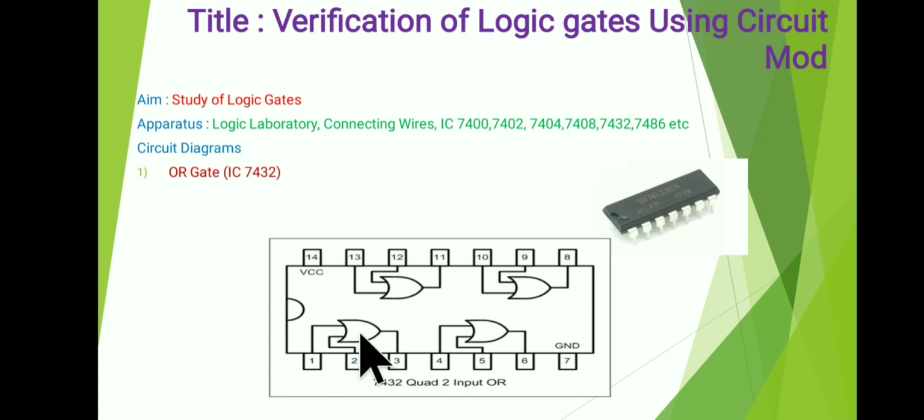For logic gate first, pin number 1 and 2 work as inputs and pin number 3 as output. For the next, 4 and 5 are inputs, 6 is output. Pin number 8 is output, 9 and 10 are the inputs. And the last gate uses pin number 12 and 13 for the inputs and 11 for output. This is the view of IC 7432.